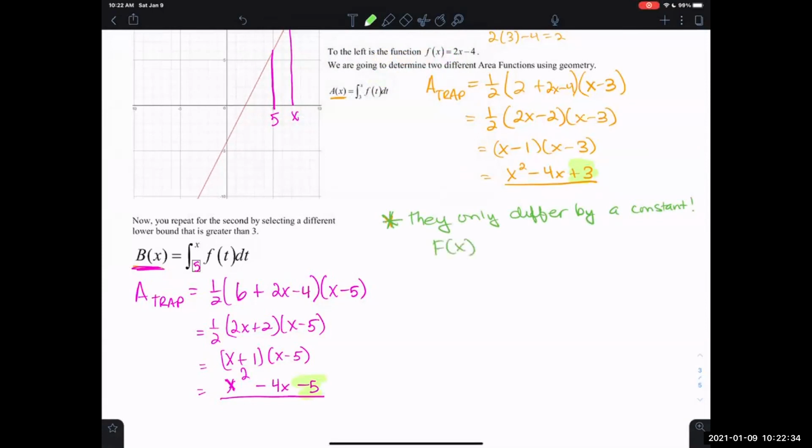We can say capital F of x is equal to x squared minus 4x plus c. Now that should ring a bell from 5.1 when we just talked about antiderivatives in general, right? And we needed the arbitrary constant. So any area function is an antiderivative of f. Right? So capital F of x, any area function is an antiderivative of f.